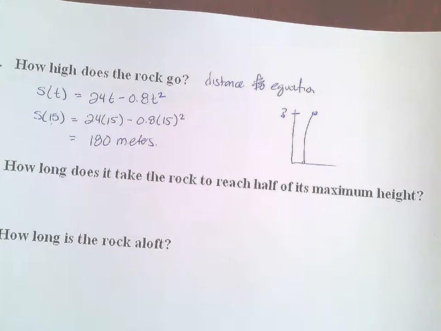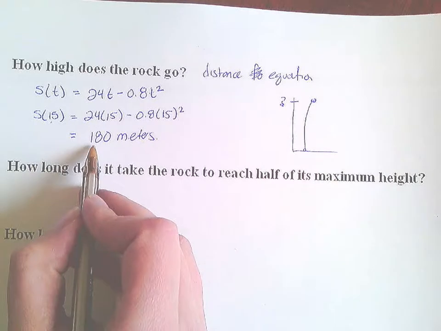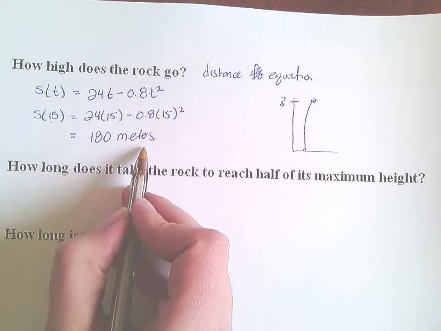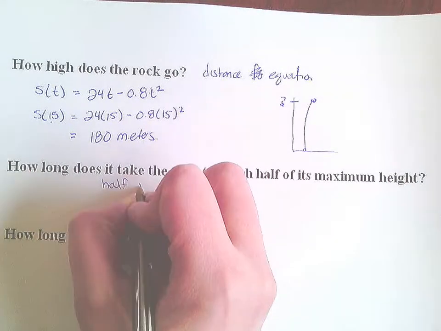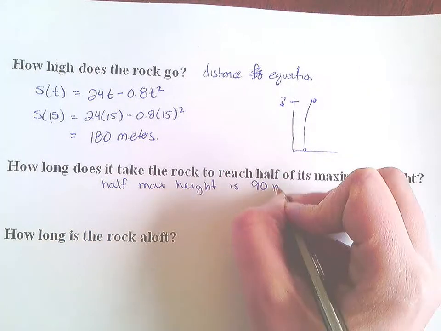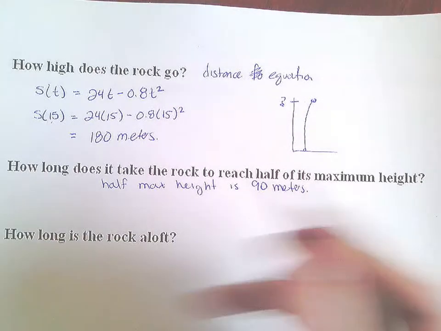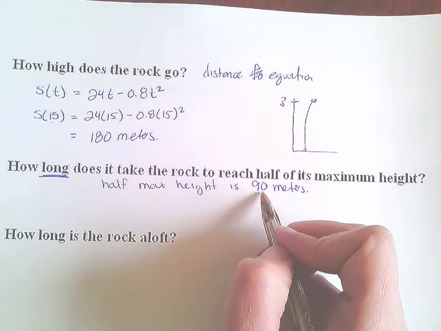All right, now the next part is how long does it take the rock to reach half of its maximum height? So its max height was 180. So half the max height is 90 meters. And the question is how long does it take to reach 90 meters?